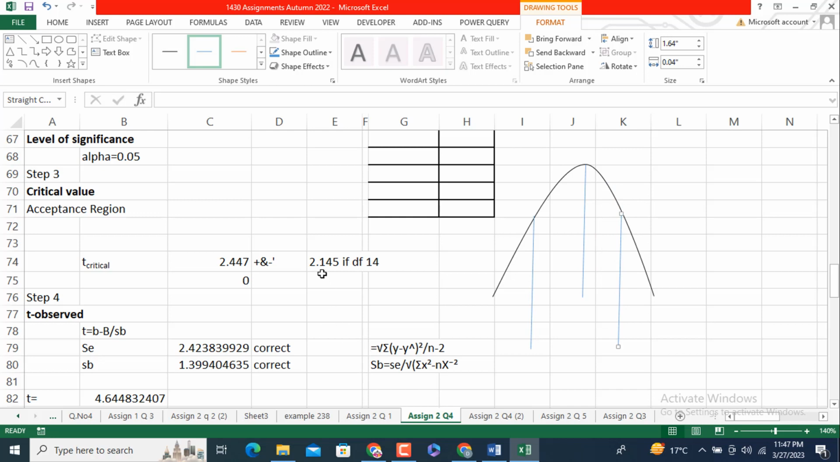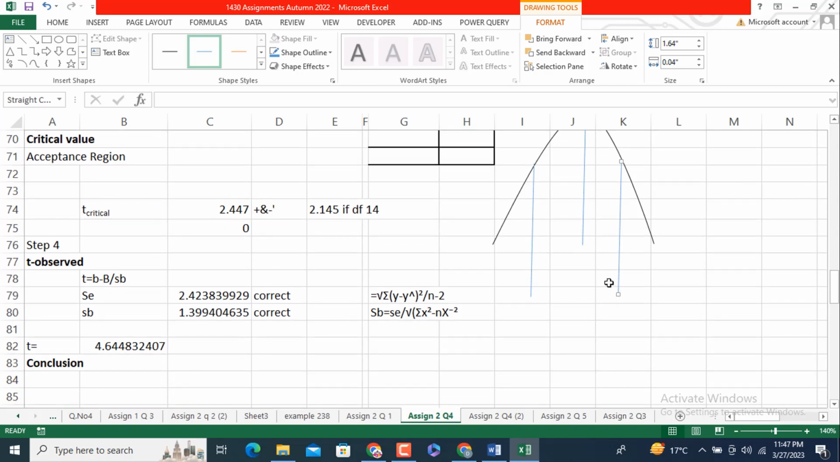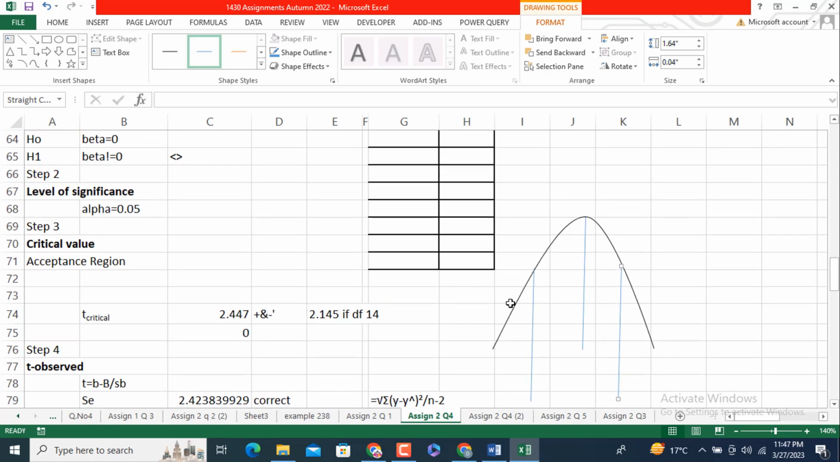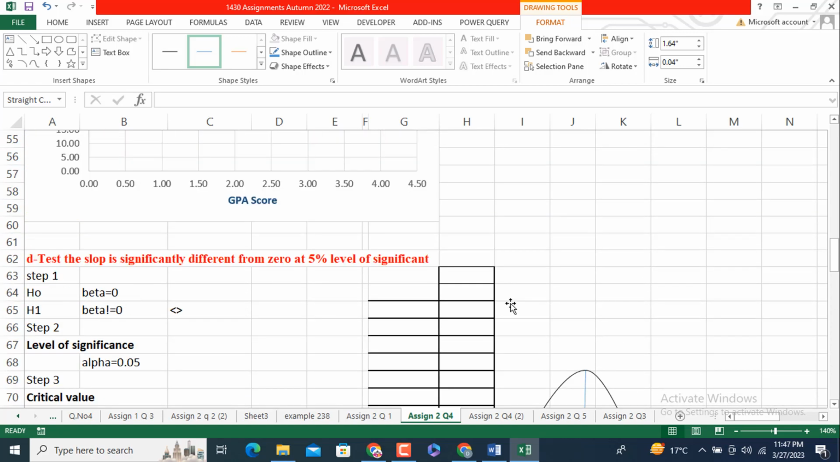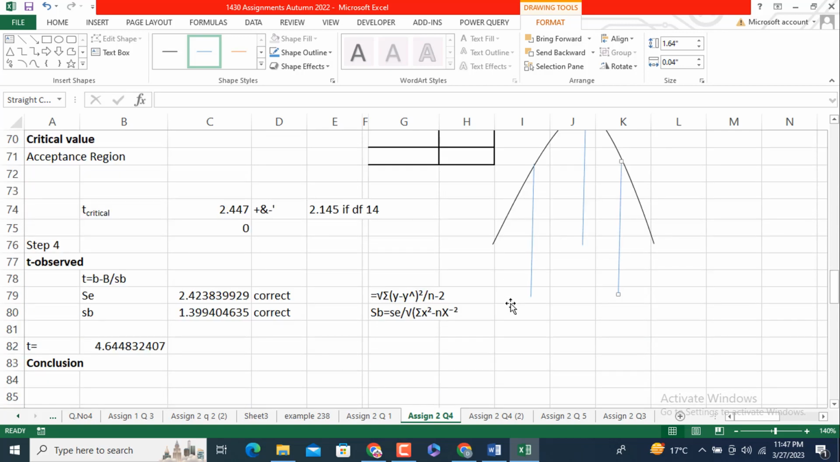Minus 2.145 lies here, and positive lies here. If the value lies between these two limits, then it will be accepted, otherwise it will be rejected. So 4.644 lies outside this tail, so it means that we are not able to accept the null hypothesis, and we will go with the alternative hypothesis that B is significantly different from 0. It means the slope of the equation is significantly different from 0 at 5% level of significance. This is our conclusion.